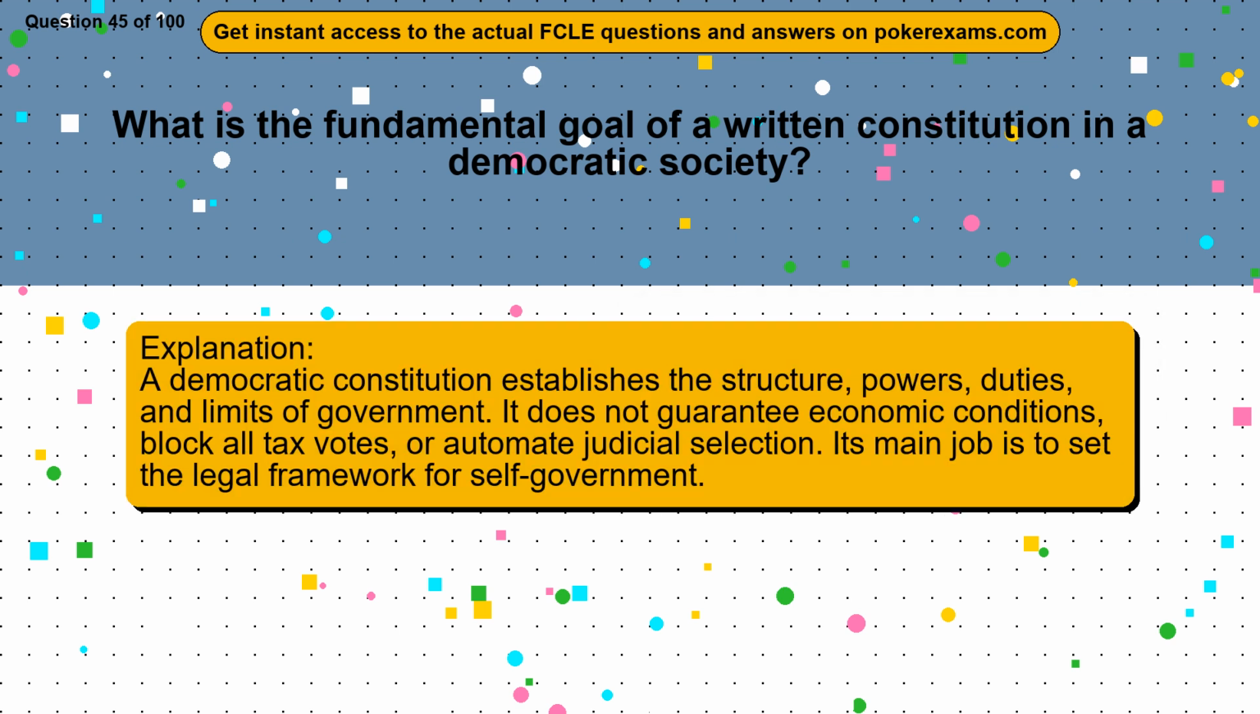A democratic constitution establishes the structure, powers, duties, and limits of government. It does not guarantee economic conditions, block all tax votes, or automate judicial selection. Its main job is to set the legal framework for self-government.